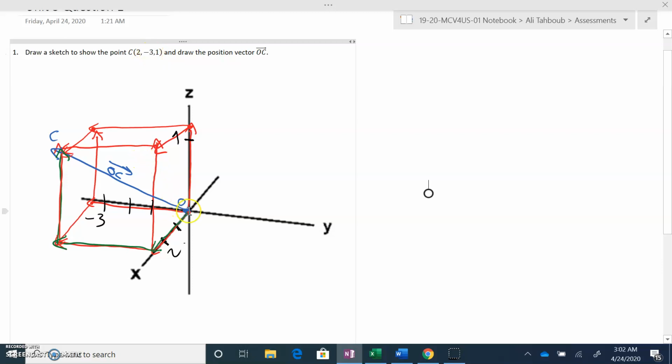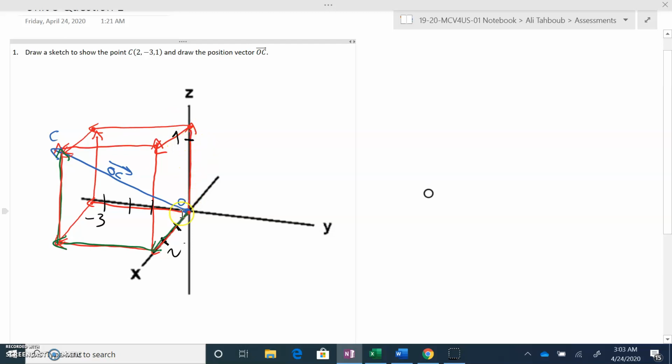So from the origin, I moved -3 to the left over here to represent that part of the coordinate. And then we knew that the value on the z coordinate was just 1. So I went up in the red to represent 1 as the vector over here for the coordinate. And then after that, to show a sketch of what was going on, I knew it was going to be a cube, as we can see here.